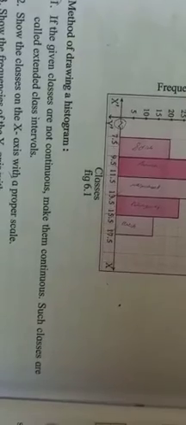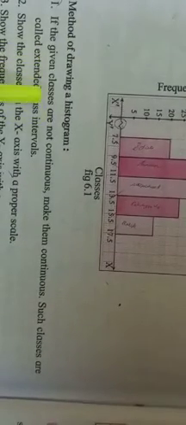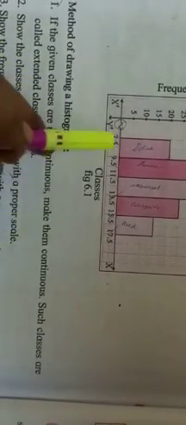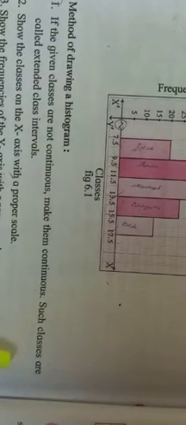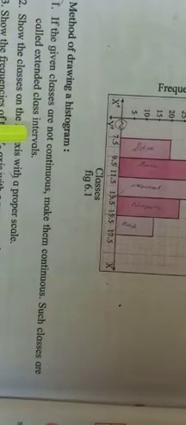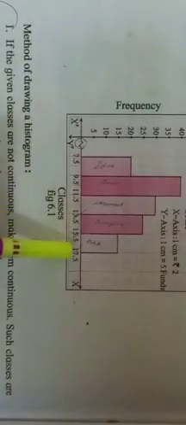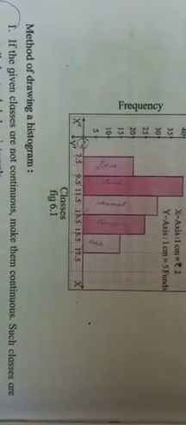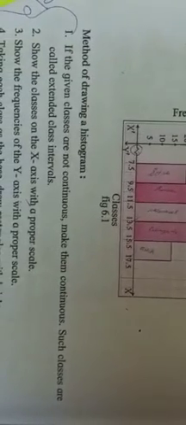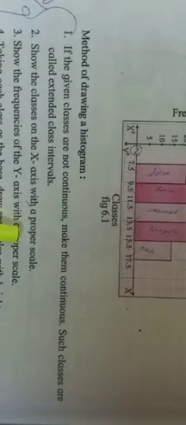And as the steps are given to you, see here. Method of drawing a histogram. If the given classes are not continuous, make them continuous. That is being done. Such classes are called as extended class intervals. Show the classes on the x-axis. Classes are shown on the x-axis. With the proper scale you have to take. See here, scale is written here.